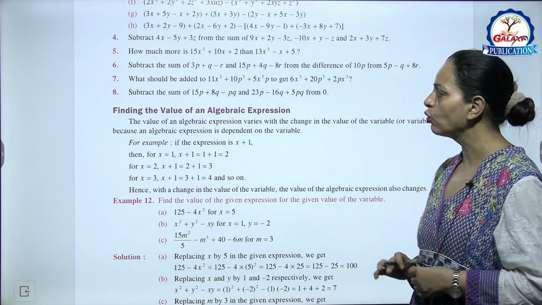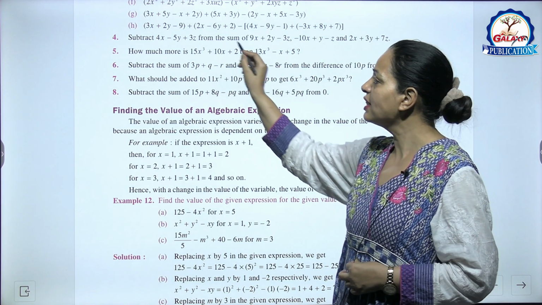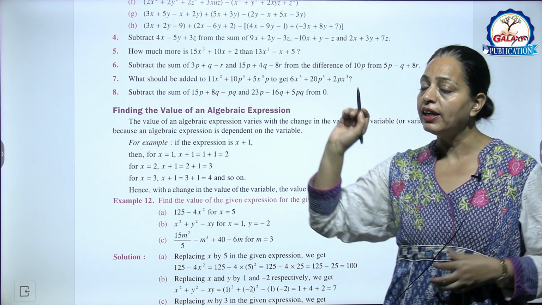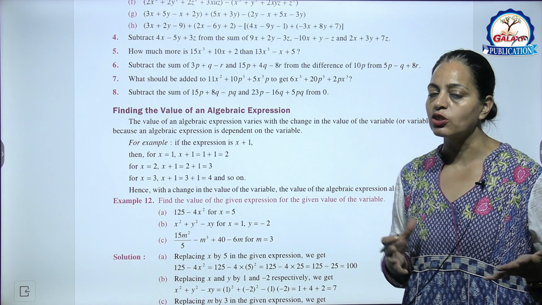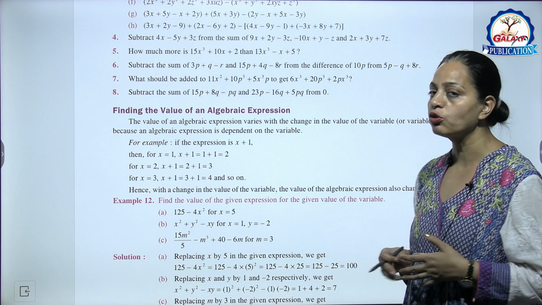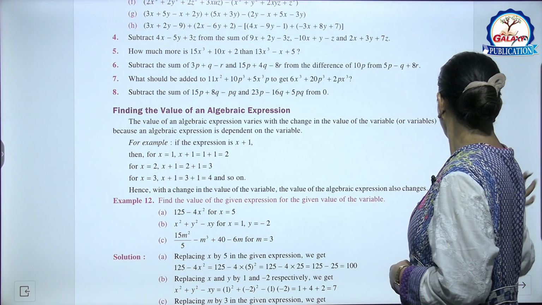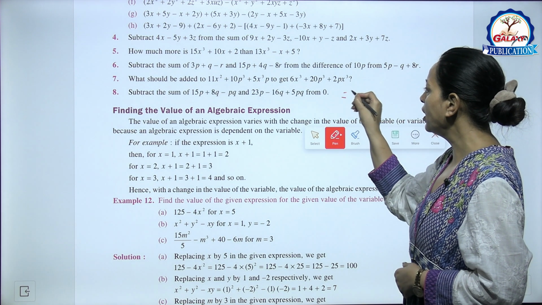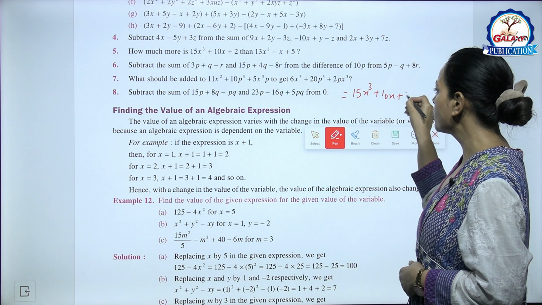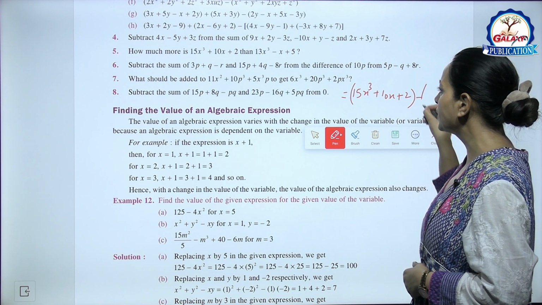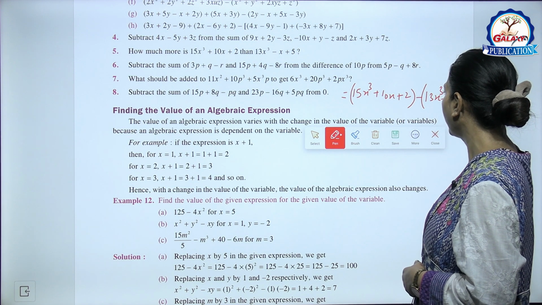Now here, like fifth question, how much more is this expression than this? It means this is bigger than the second one. कितना ज़्यादा है? Whenever we compare how much less or how much more, it means we have to take their difference. So this is bigger, so this minus this. So what will you write? 15x cube plus 10x plus 2 minus bracket 13x cube minus x plus 5.